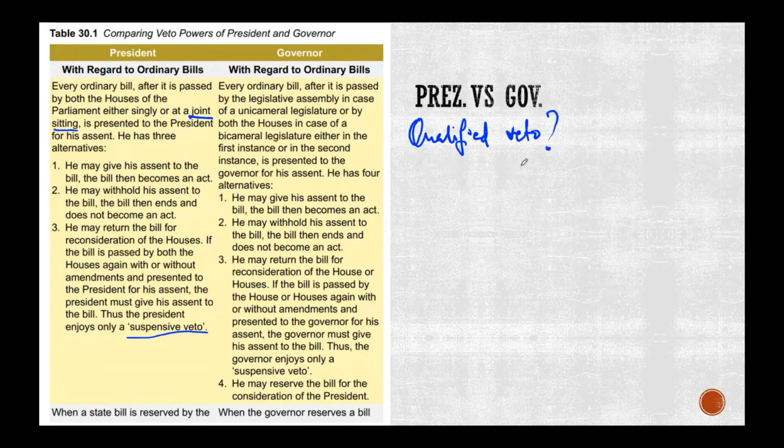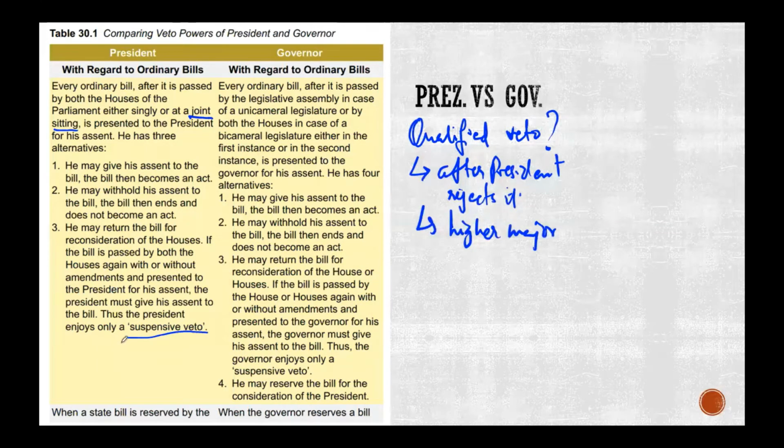After the president rejects it, you have to pass it with a higher majority. But we don't have that. We have a suspensive veto, in which, even the next time when they give it, the president must give their assent, and that time, it can be the exact same simple majority.